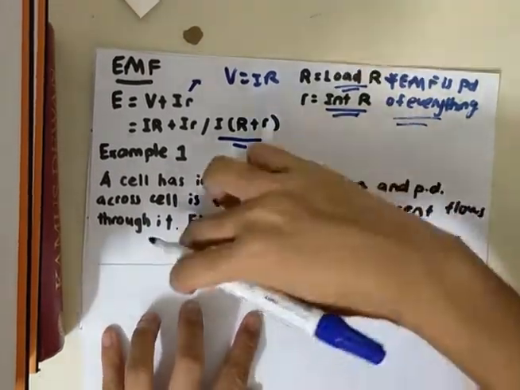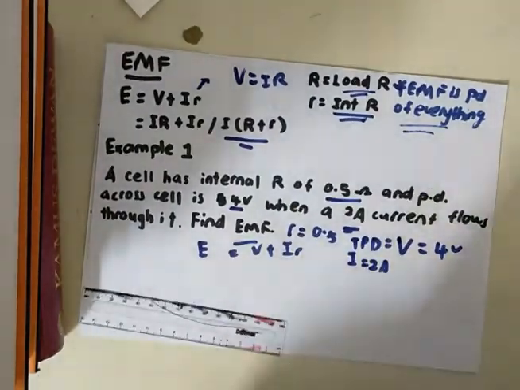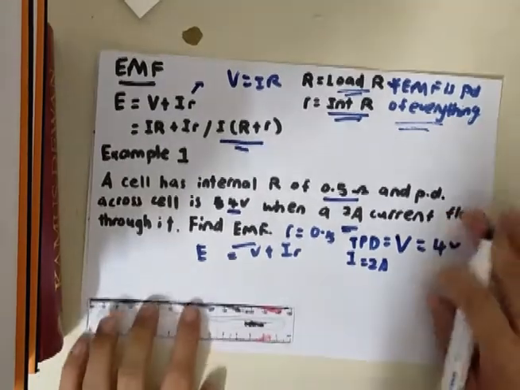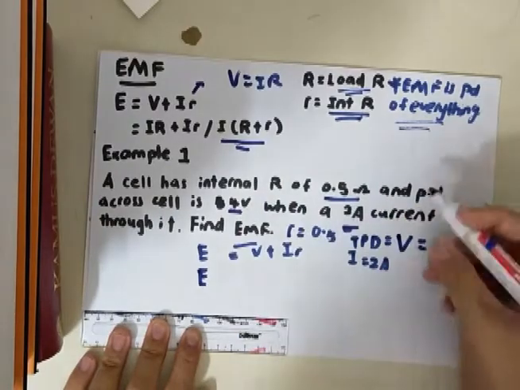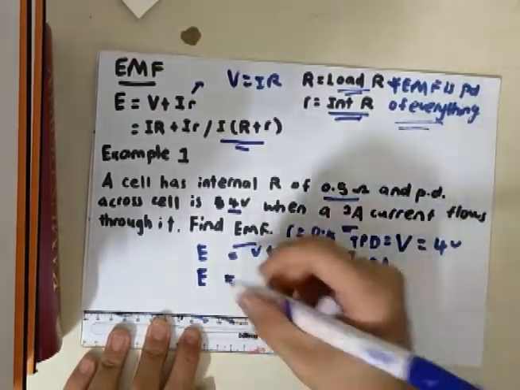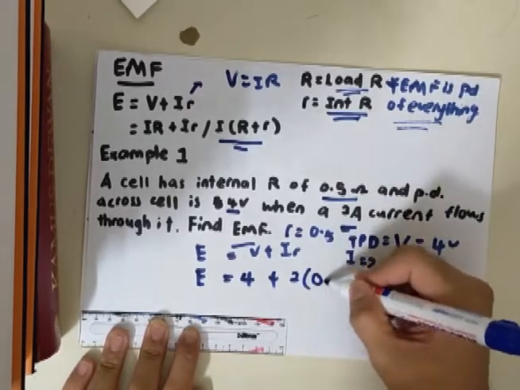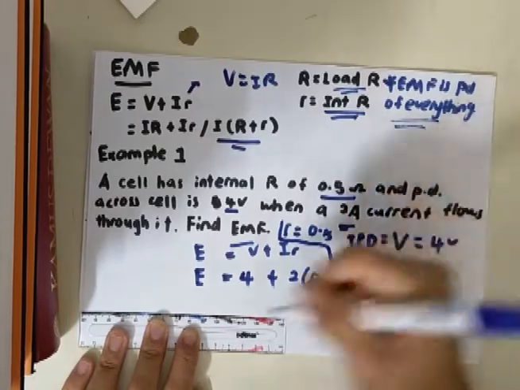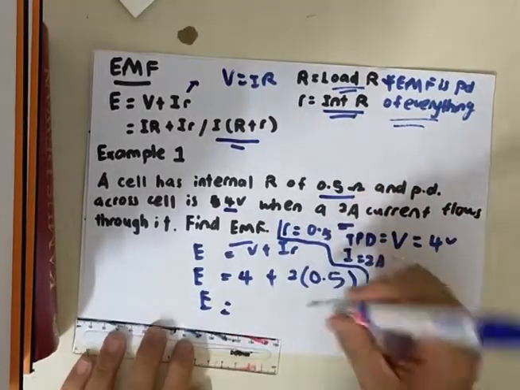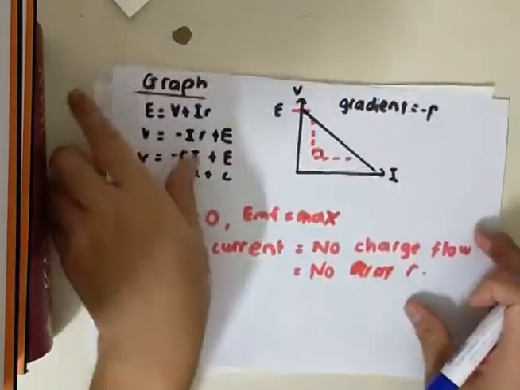Here I've written the formula E equals V plus Ir. If you want to try it out yourself, you can pause the video and try it. We need to find the EMF. So I've got V, 4, plus 2 times my internal resistance, which is 0.5. Here I'll get my answer as 5 volt.